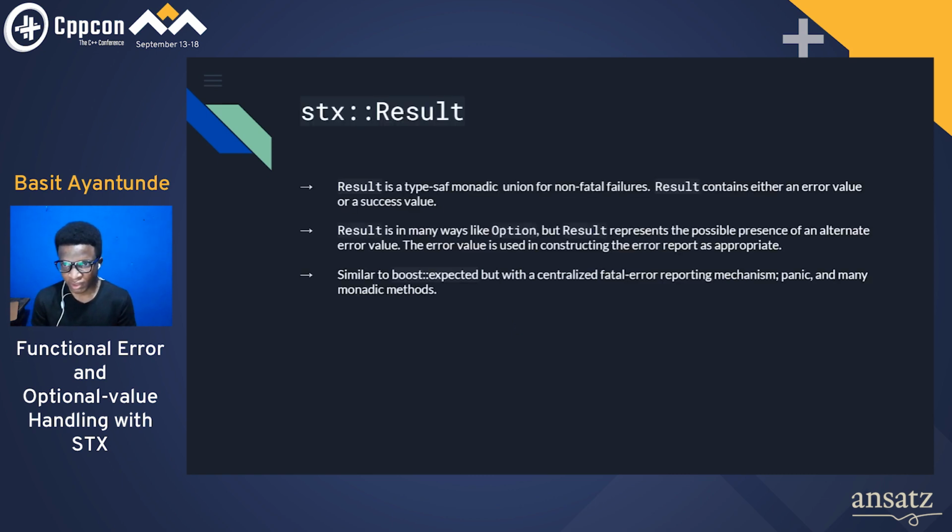So Result is STX's solution to recoverable errors. Result is a type-safe monadic union for non-fatal failures. It either contains an error or a success value. So Result is in many ways like Option, but Results represent the possible presence of an alternate or error value. The error value is used in constructing the error report as appropriate. It is in a sense very similar to Boost expected, but with a centralized fatal error reporting mechanism, the panic, which we discussed earlier, and it also has many monadic methods.